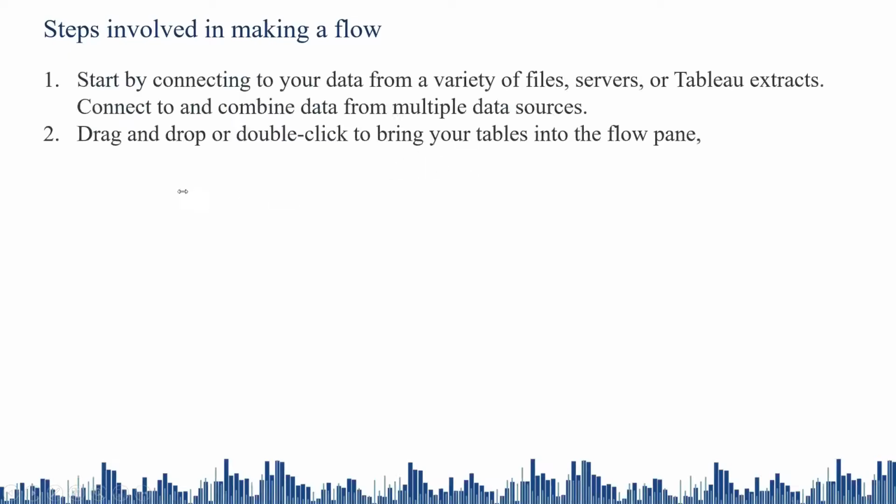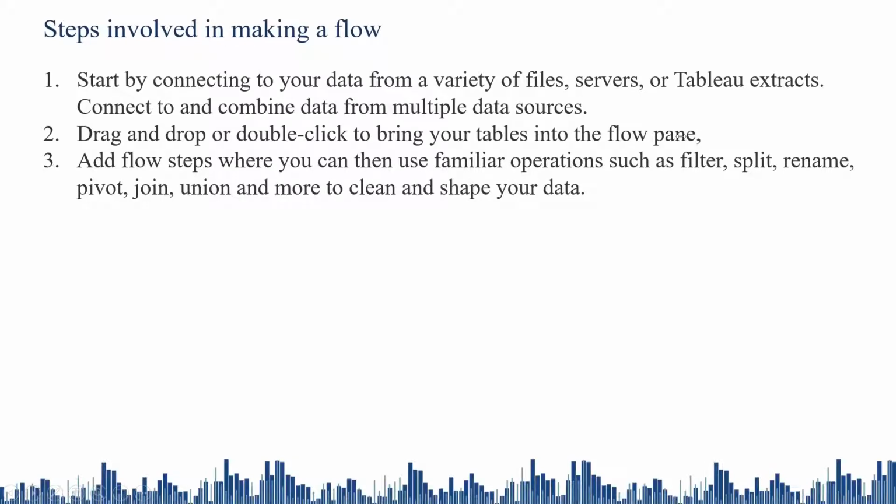And next, add a flow step. In the flow step we have a variety of options. One is clean: filter, split, rename. All these 3 come under the clean step. And pivot is nothing but modifying the data structure. We will look into detail about this pivot step.